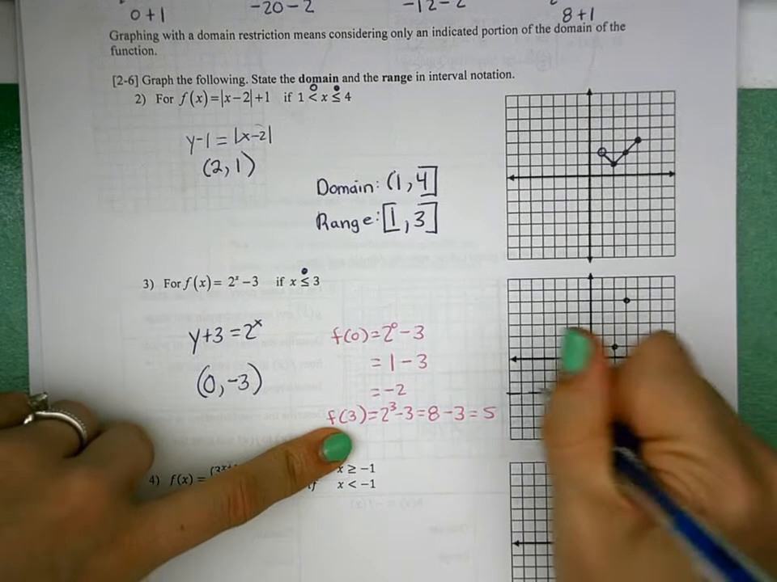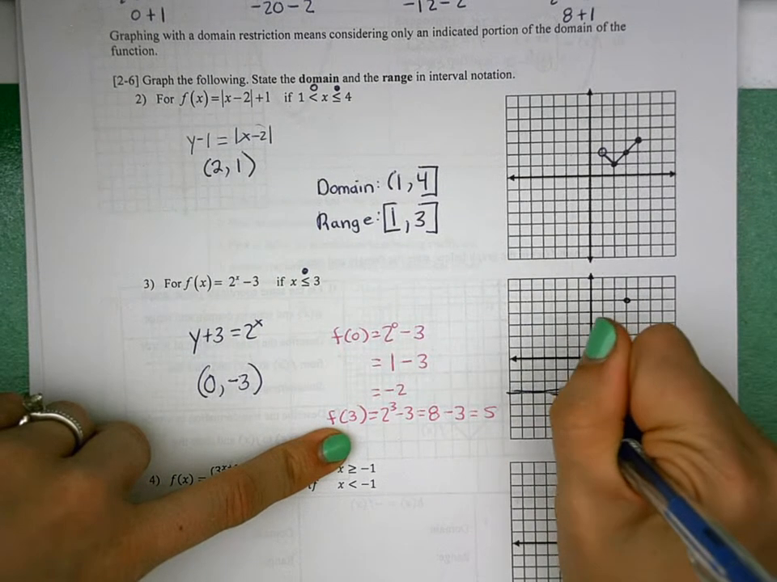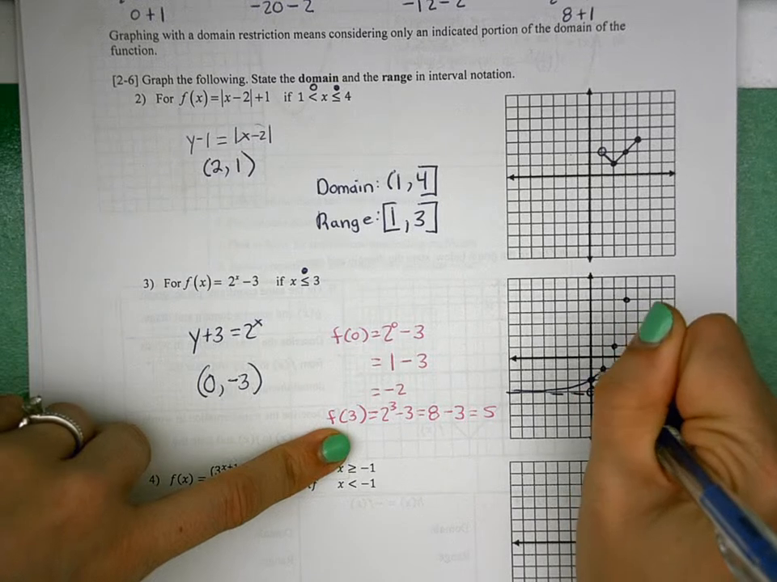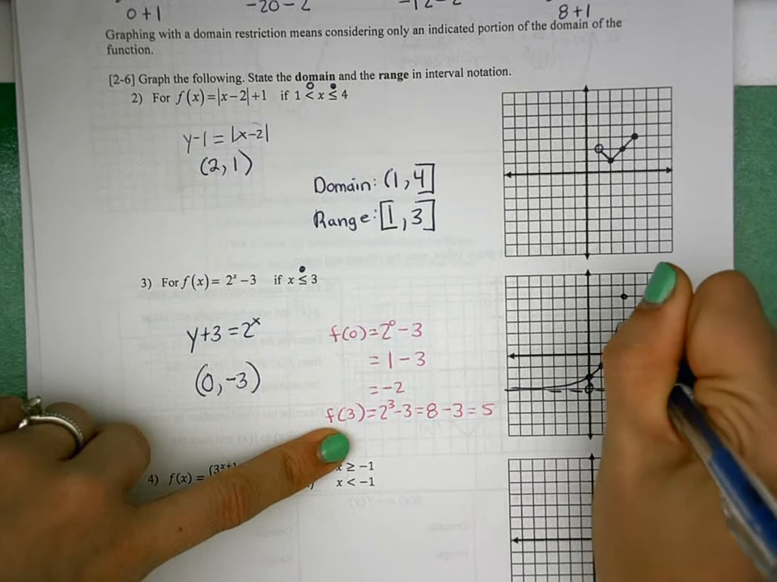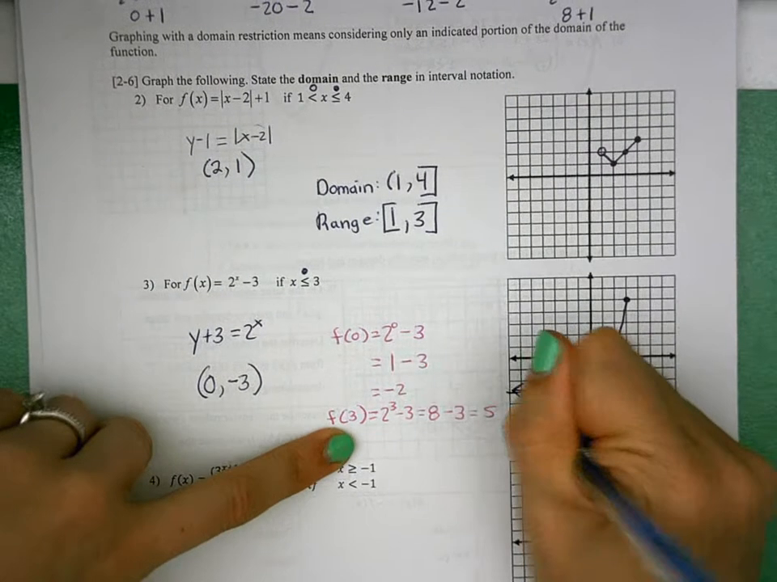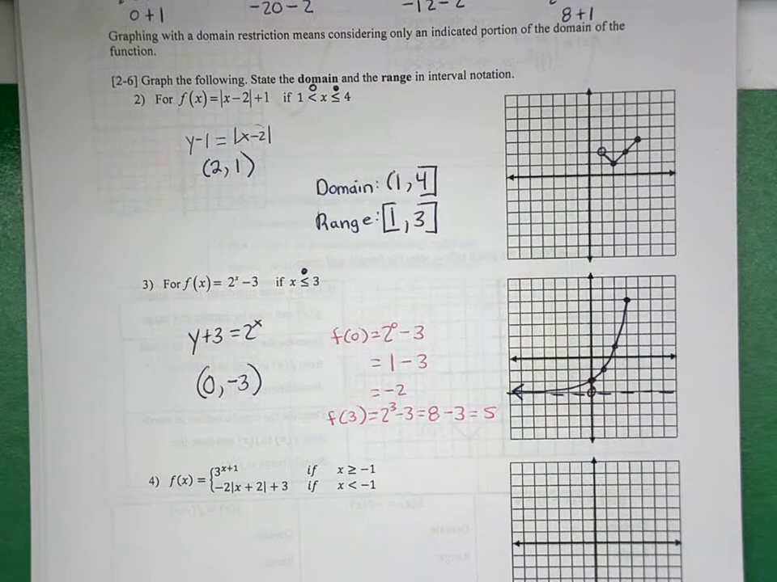And with that, you've got your exponential. And it stops there, but we still have an arrow going to the left. Okay, let's go ahead and do one more together here.